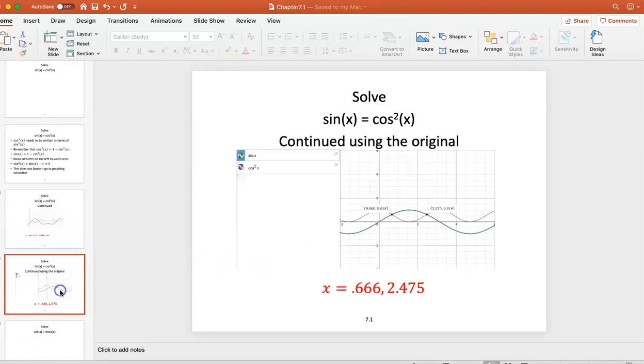And then I also looked at it like this. Where did these 2 intersect between 0 and 2 pi? 0.66 and 2.45. So we got the same answer either way we did it, whether we solved it all the way for 0, which we did, or we graphed it to see where they intersect. That's not too hard to do.